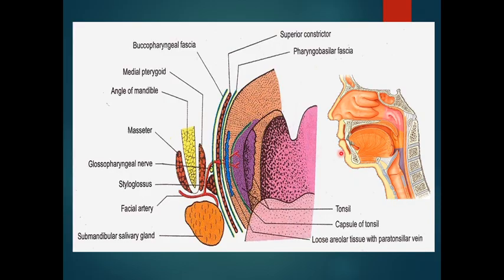In this figure we can see the structures present at the bed of the tonsil. This is pharyngobasilar fascia. Here is the superior constrictor muscle. This is buccopharyngeal fascia. Here is the medial pterygoid muscle. This is angle of mandible, and this is the submandibular salivary gland.